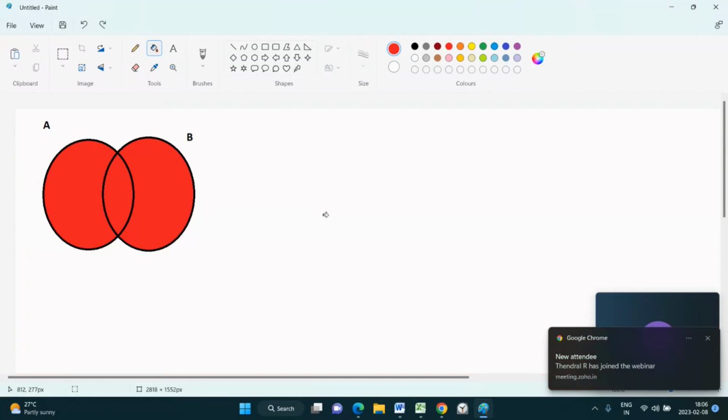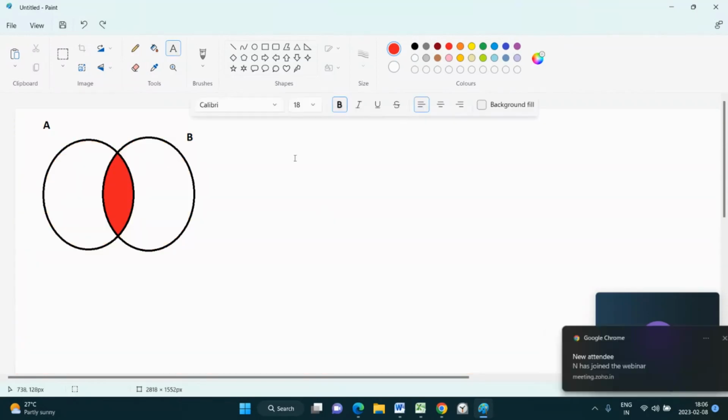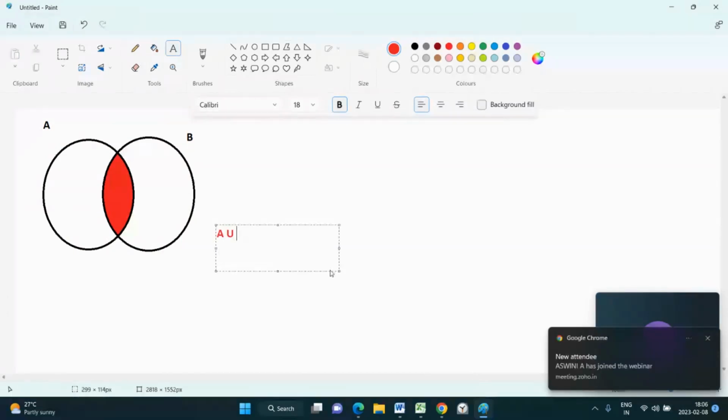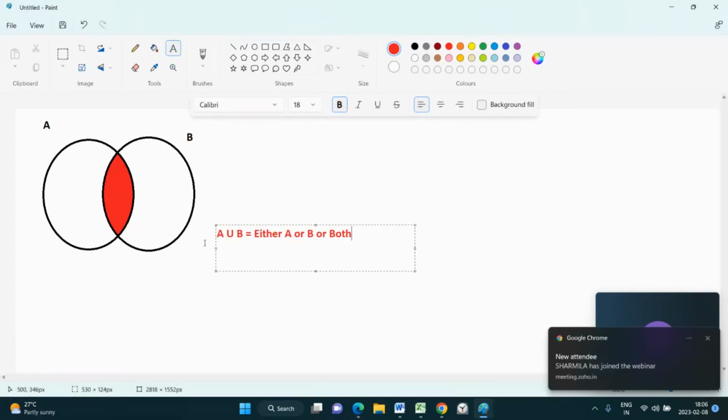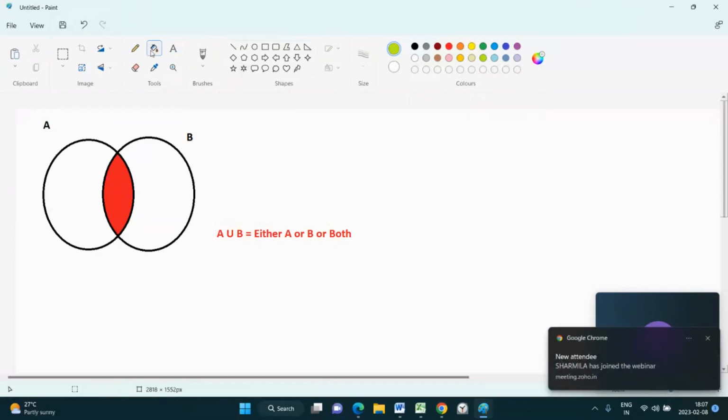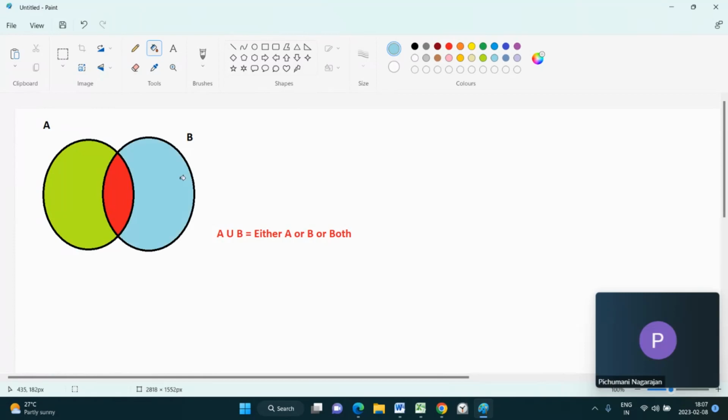How do we call A union B? A union B is either A or B or both. This is the formula rule. When you say A union B, either A, meaning I will take another color, green. This green is only A. And I will take this color now. This blue is only B. This green is only A. And this red is both A and B. That's what this says. Either A, that is this green color, or B, that is this blue color, or both, which is nothing but red color.